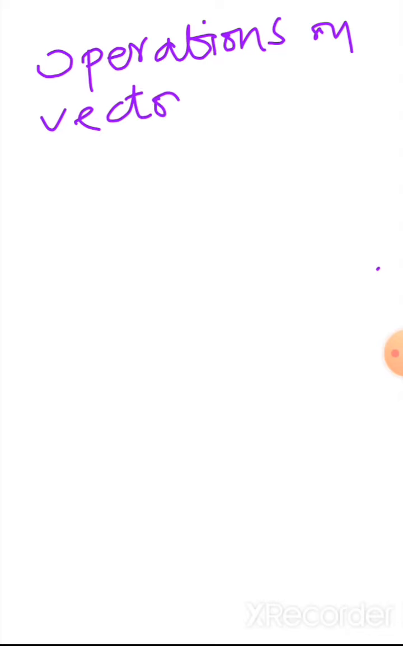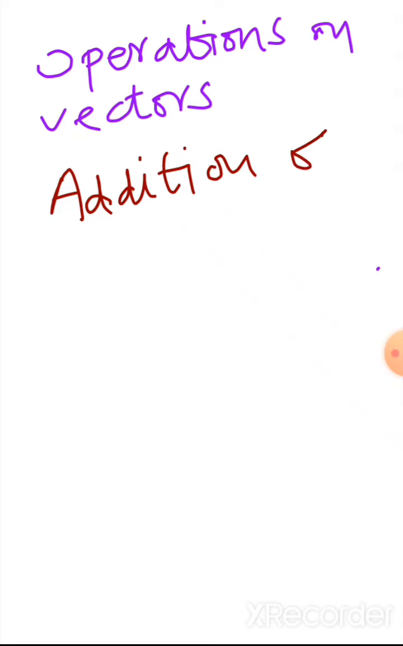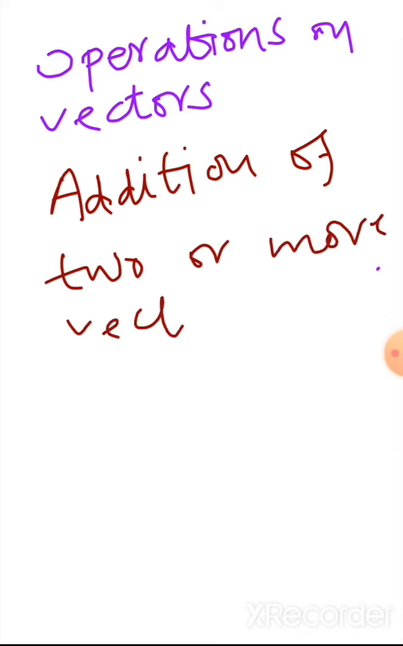Operations on vectors. First of all, we shall talk about the addition of two or more vectors. From basic math, we know that the addition of scalars can be performed in a straightforward method.